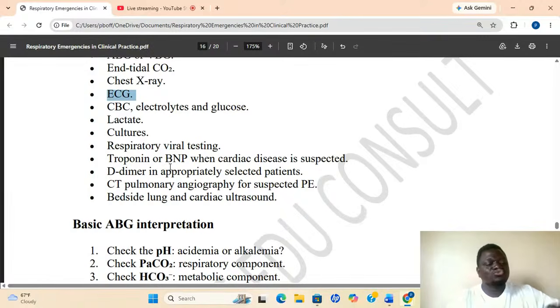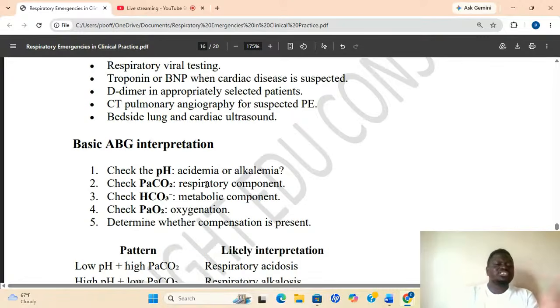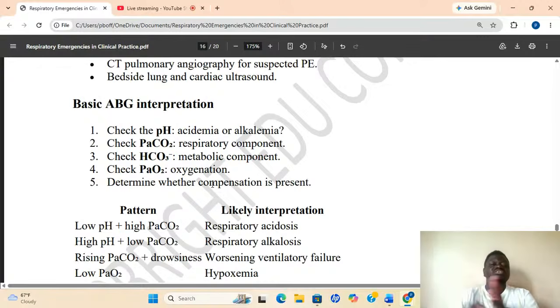Your D-dimer to know about traveling thrombus, or traveling clots. Your CT of the pulmonary vessels, CT pulmonary angiography, for suspected pulmonary embolism. Then bedside lung and cardiac ultrasound. Okay, so when the ABG comes, ask yourself, what is the pH? This helps you to know if it is type 1 or type 2 respiratory failure.